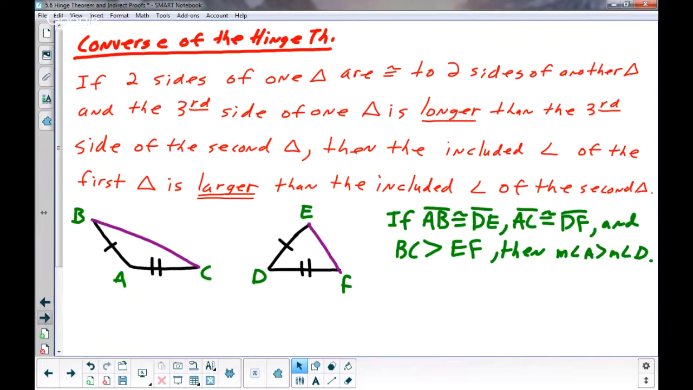So we see again, I'd use ABC and DEF again. AB congruent to DE, AC congruent to DF, and we see that side BC is longer or bigger than side EF, so therefore the angle opposite of BC, which is A, is greater than the angle opposite of EF, which is D. So again, bigger side, bigger angle. Smaller side, smaller angle.